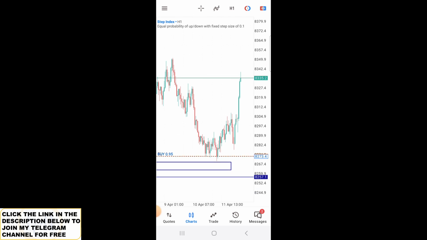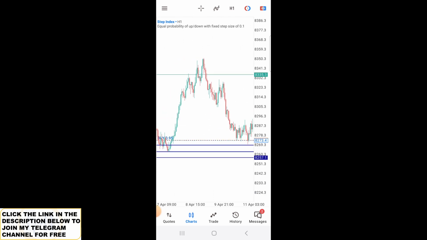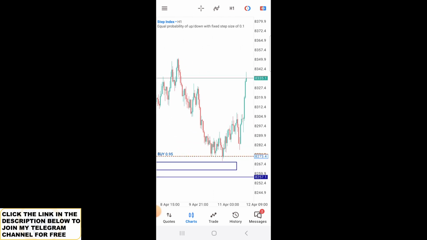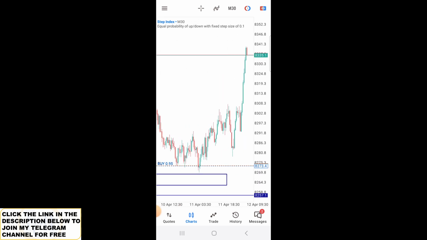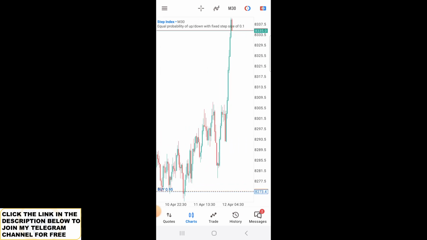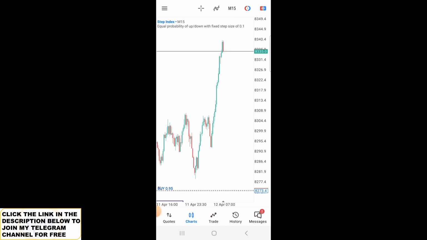Guys and girls, as you can see for yourself, this is not magic but just skills. You can just see for yourself how this trade is playing out beautifully in very deep profits.